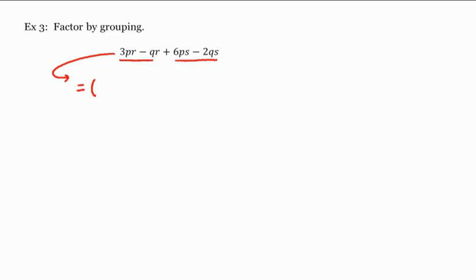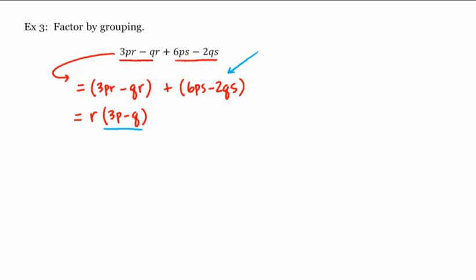which gives us 3pr minus qr and then plus 6ps minus 2qs. Now the greatest common factor in these first two terms is an r. When we factor that out, we're left with 3p minus q. Now remember, our hope is to get the same binomial left over in the second grouping. And if we pull out a 2s, we'll be left with that same binomial, won't we? 3p minus q. So let's do that. So we have plus 2s times 3p minus q.